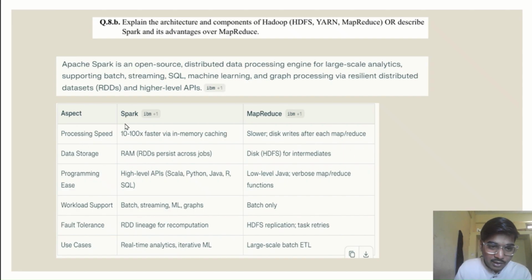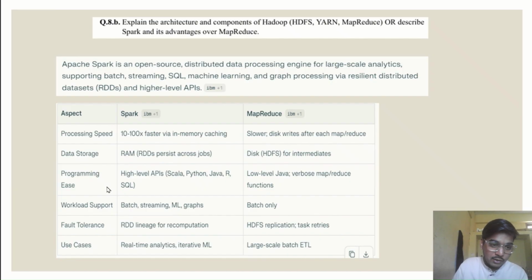The data storage of Spark uses RAM. RDD is persistent across jobs, whereas in MapReduce, the data storage is done in the disk for intermediates. In Spark, programming is easier as it provides high level APIs like Scala, Python, Java, R, or SQL, whereas in MapReduce, programming requires Java or verbose MapReduce functions. In Spark, workload support includes batch, streaming, ML, and graphs. In MapReduce, workload support is batch only.